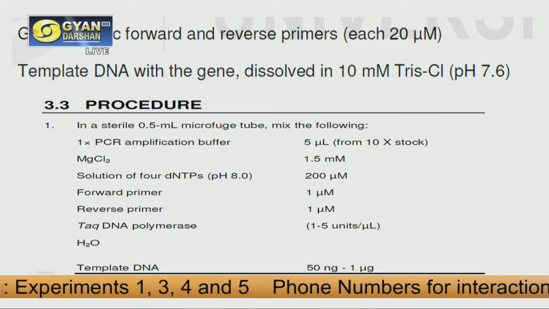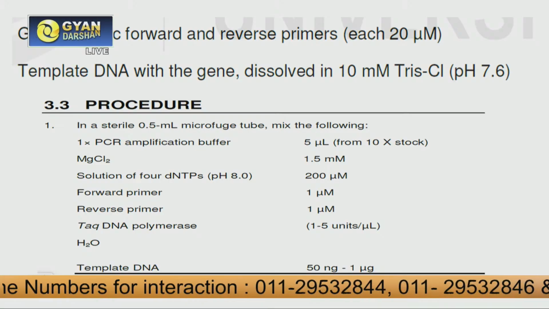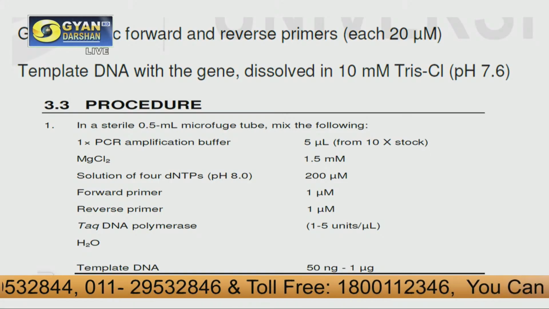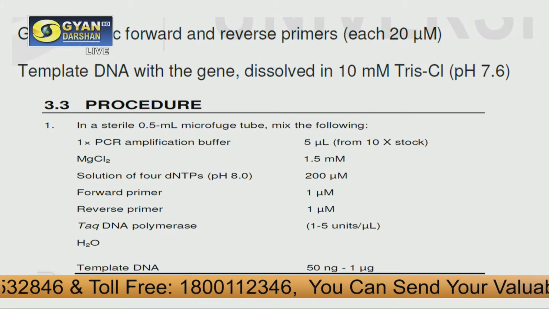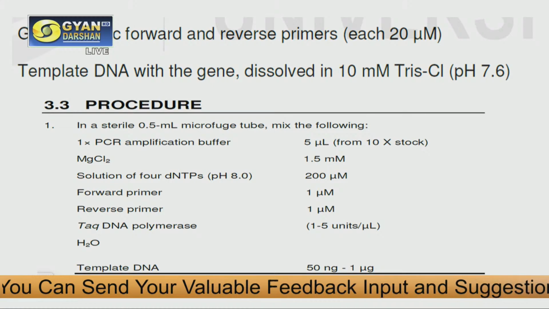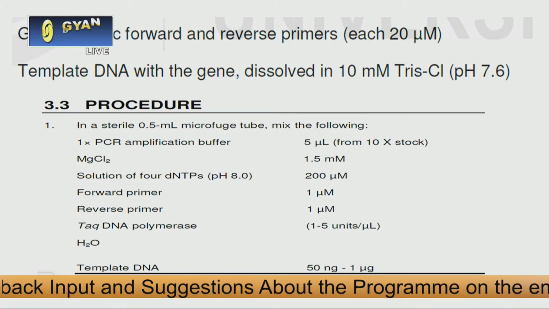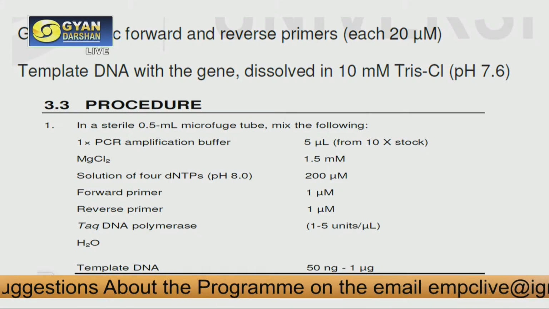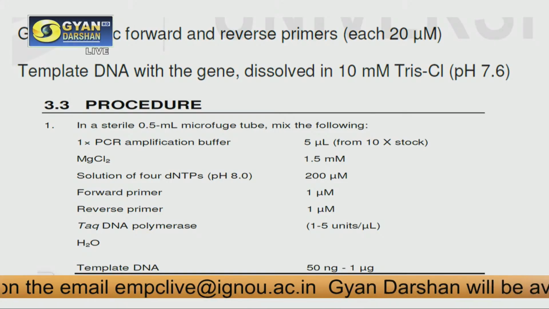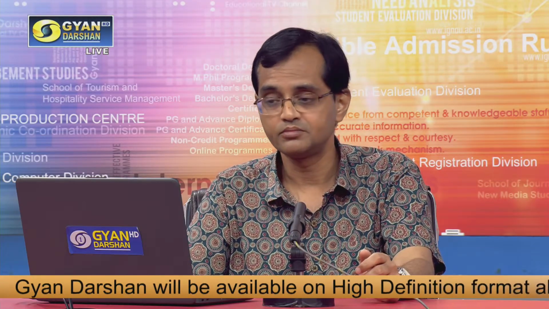So you see the procedure. In a tube, you have to set the following reaction. You have to take a buffer, that is PCR amplification buffer, because you know that all enzymes require buffer. From 10x stock solution, you have to make it 1x. Magnesium chloride, solution of 4 dNTPs, forward primer, reverse primer, Taq DNA polymerase, and water for adjustment. And of course the template DNA. So you can make the final volume to 50 microliter. Accordingly you can calculate and you can add in the reaction.